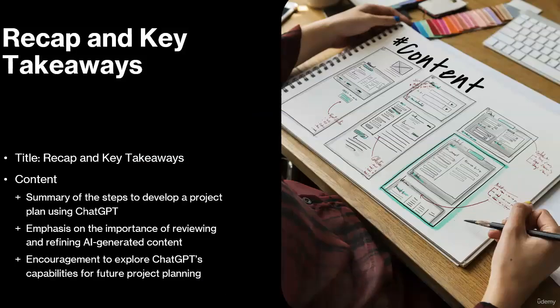Recap and key takeaways. So let's recap the key takeaways from today's lecture. Number one, ChatGPT can assist in developing all major components of a project plan, from defining the objectives to creating a communication plan. Second, always review and refine the AI-generated content to ensure it aligns with your project's specific needs. Use ChatGPT as a tool to guide and support your planning process while relying on your expertise to make final decisions.